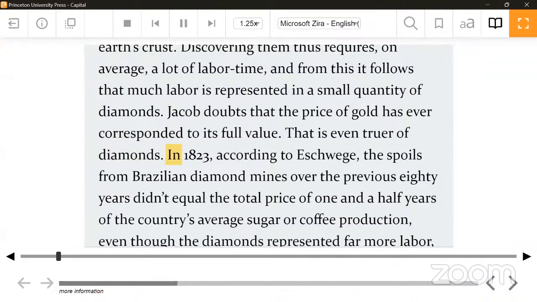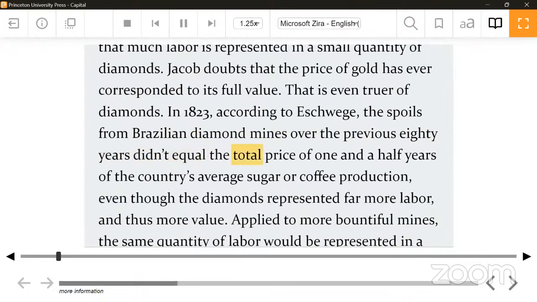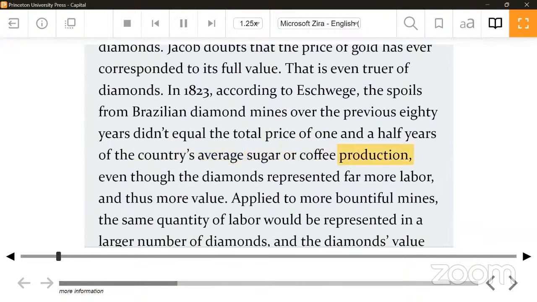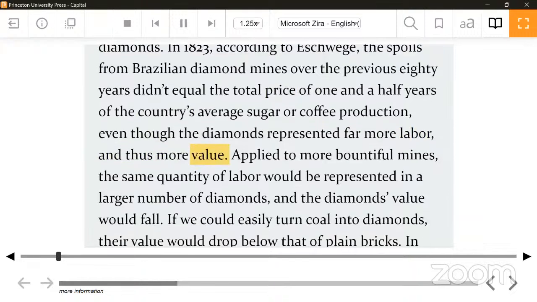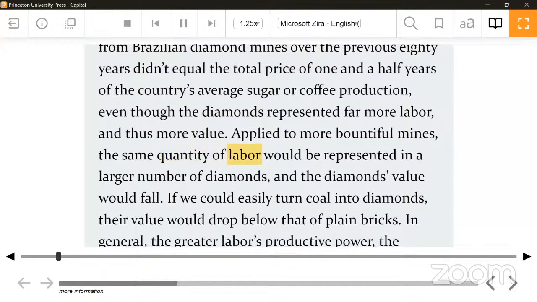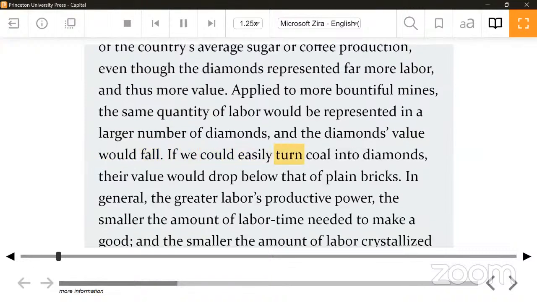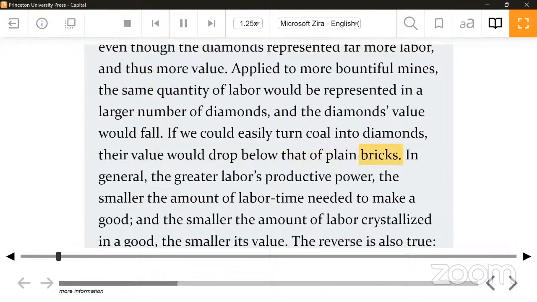In 1823, according to Esquage, the spoils from Brazilian diamond mines over the previous 80 years didn't equal the total price of 1.5 years of the country's average sugar or coffee production, even though the diamonds represented far more labor, and thus more value. Applied to more bountiful mines, the same quantity of labor would be represented in a larger number of diamonds, and the diamond's value would fall. If we could easily turn coal into diamonds, their value would drop below that of plain bricks.